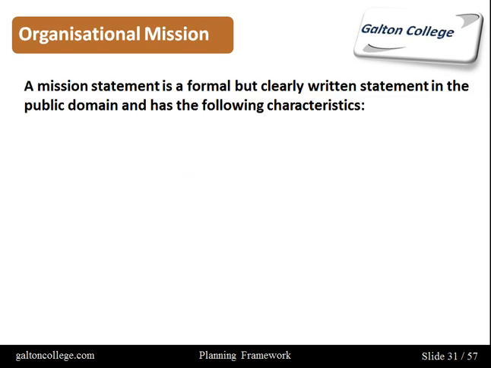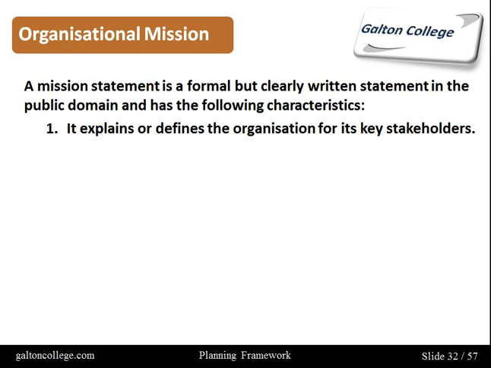The organisational mission, well, a mission statement is a formal but clearly written statement in the public domain and has the following characteristics. It explains or defines the organisation for its key stakeholders. It explains and defines the organisation. It tells the key stakeholders what the organisation is and what it does and what it's aiming to do. But it does it in a very laconic fashion, in a very short, brief way, few words.